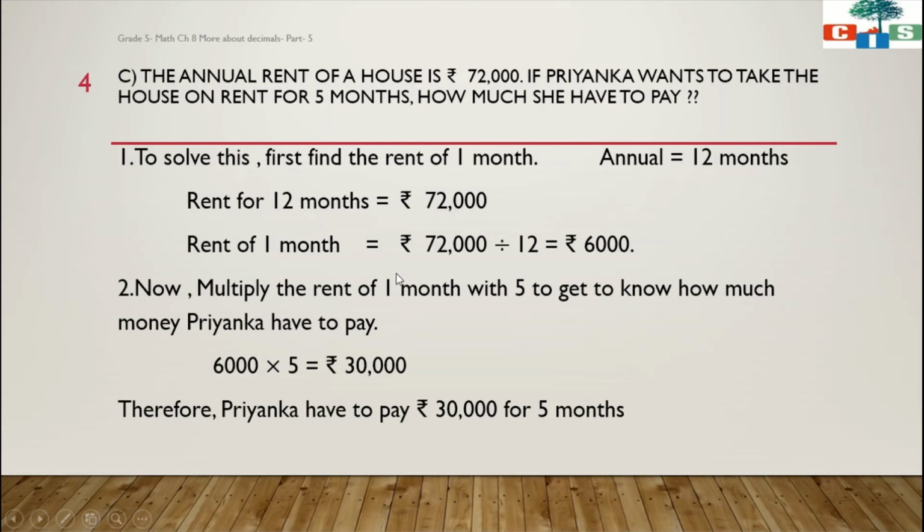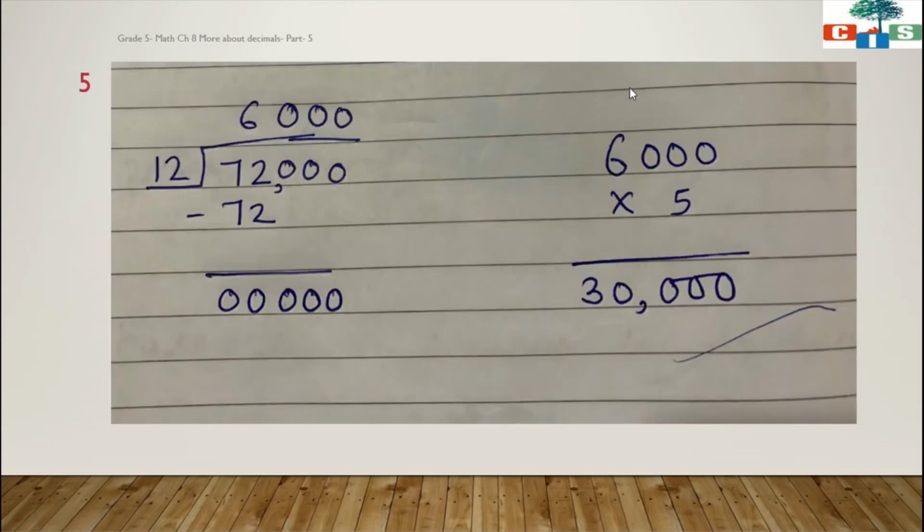Okay, scholars. Here I have shown you division and multiplication, but scholars, you have to do it by yourself. See, here when 72,000 is divided by 12, we'll get the quotient as 6,000, and when I multiply 6,000 with 5, I will get the product as 30,000. So the rent for 5 months is rupees 30,000. Now I will solve one last sum of this exercise, and then rest all sums you have to do by yourself.